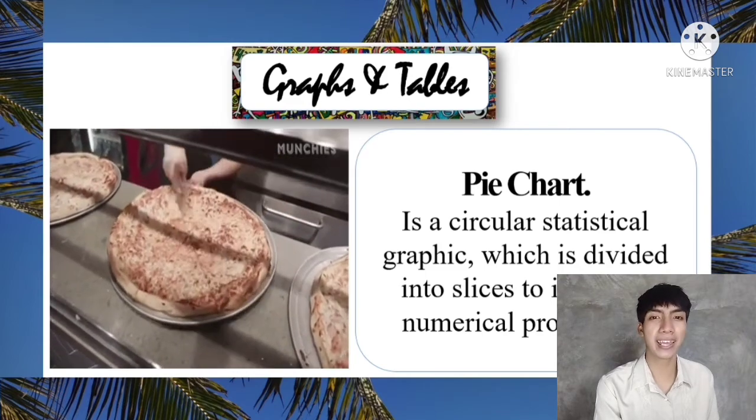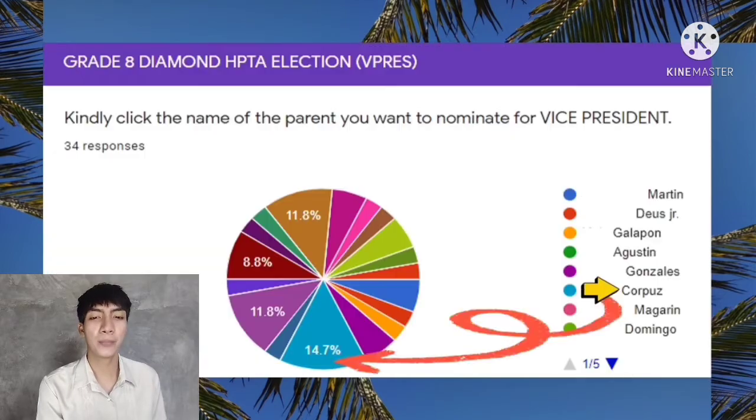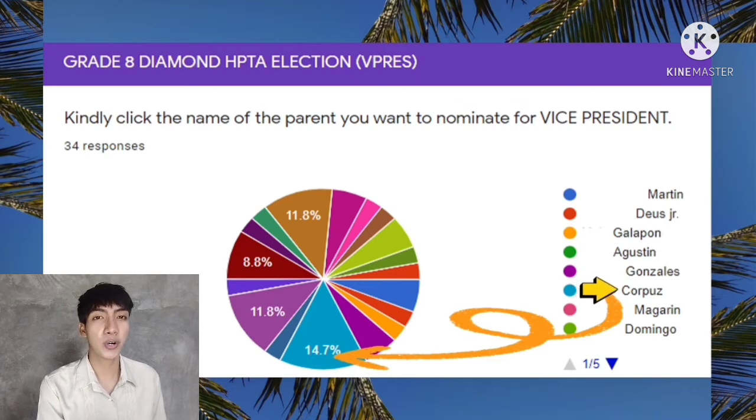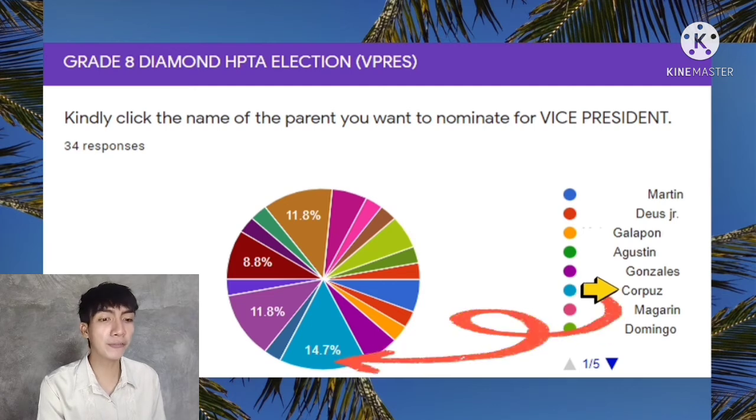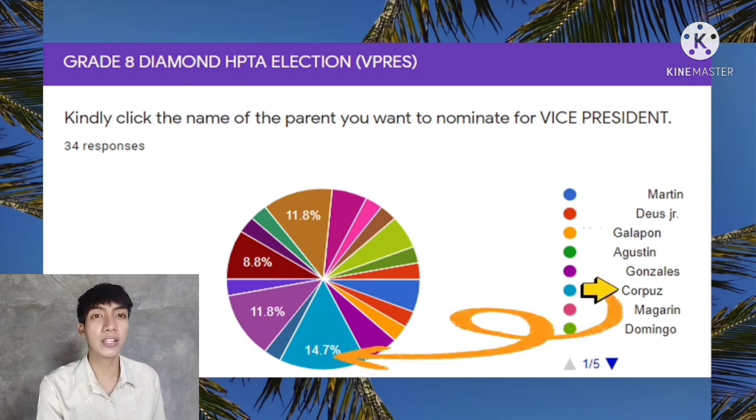For example, the pie chart shows the number of nominations that the parents got during the Homeroom Parents Teachers Association election of Grade 8 Diamond. As shown, out of 34 responses, 14.17% went to Corpus, and the other colors and percentages represent the values of other parents.